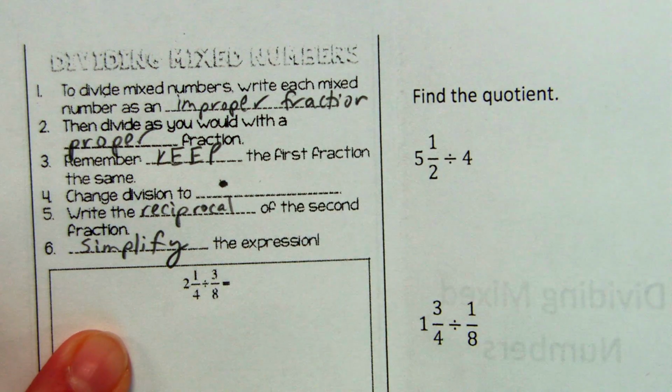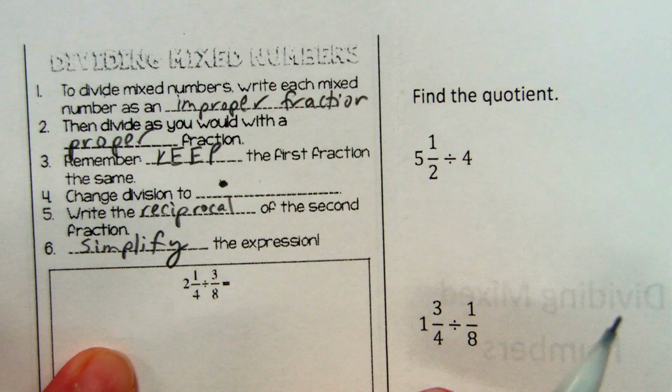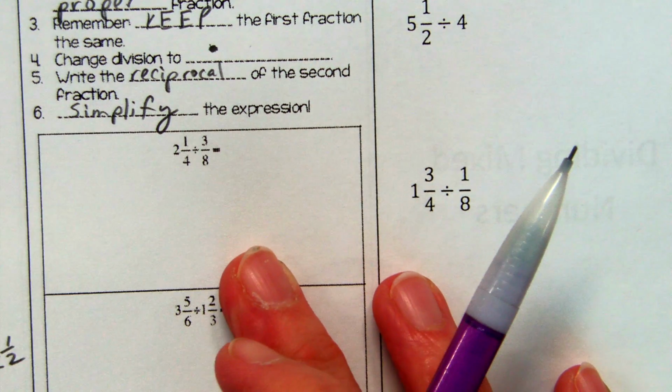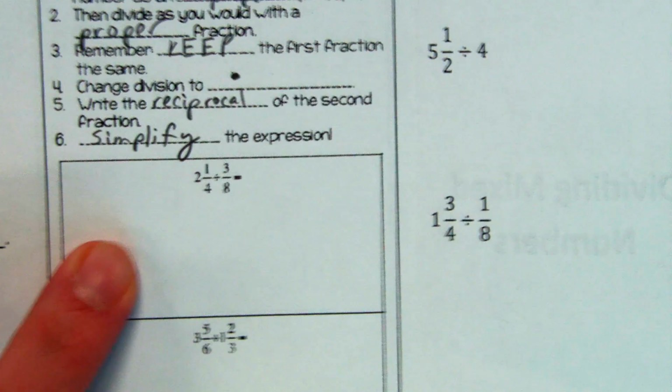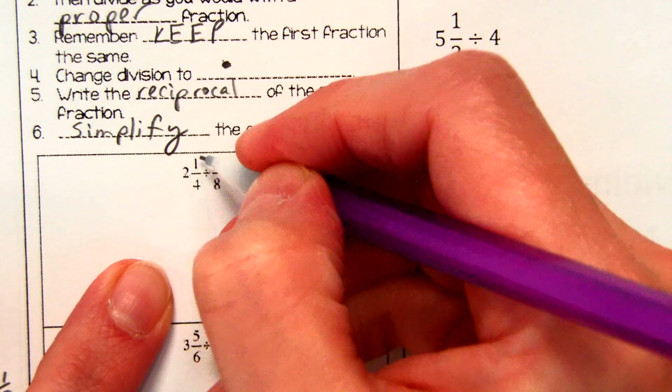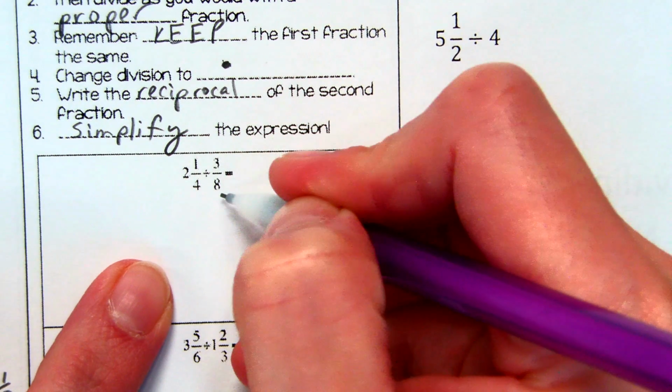All right, so I'm going to do one of these, and we're going to do 2 story problems, and then we'll call it good, okay? So I am going to shorten this down a little bit. Let's start with this first box. I've got 2 1/4 divided by 3/8.